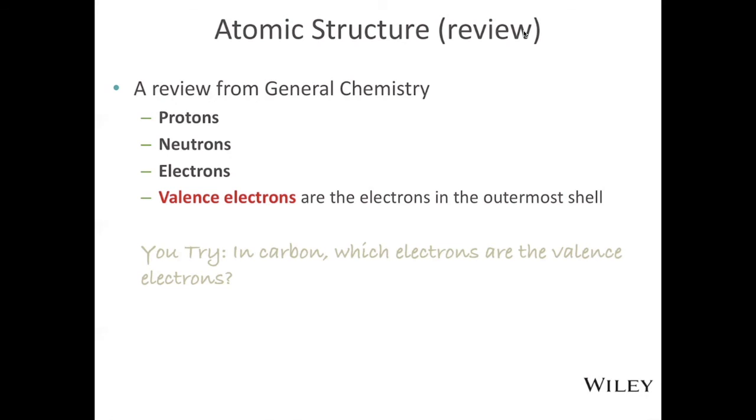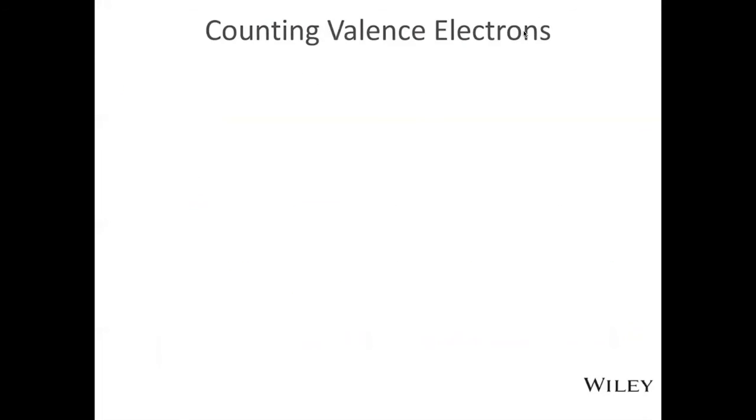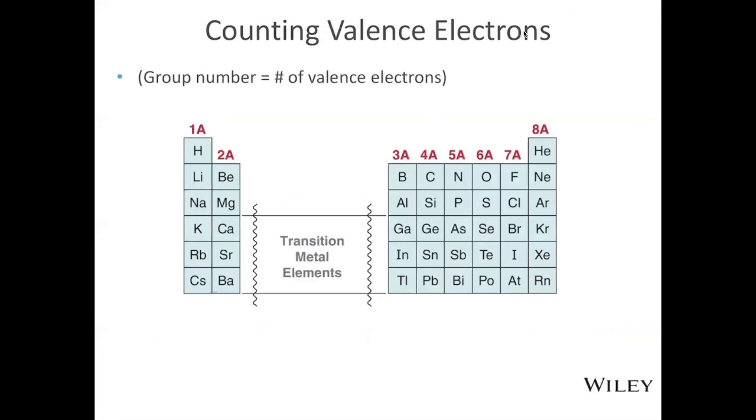How many valence electrons are in carbon? The answer would be 4 electrons because it is in group 4. And again, we focus on these 4 electrons because they are what we use in the bonding of carbon atoms. So if we count the valence electrons in general, the group number equals the valence number, and that's the case for all of these atoms.